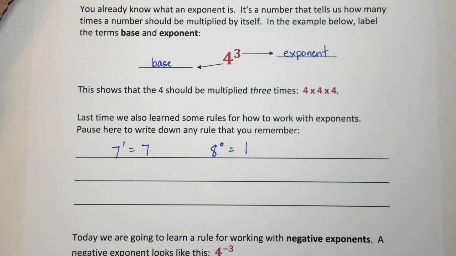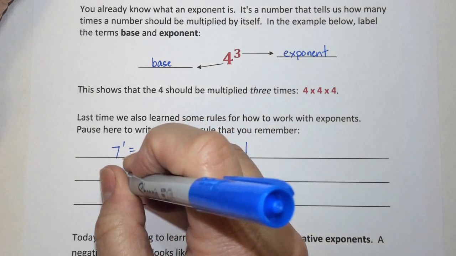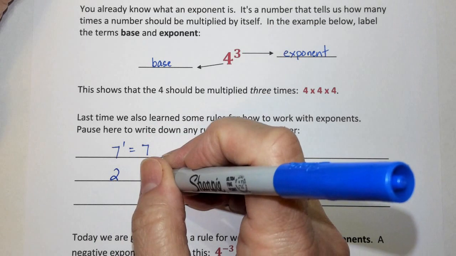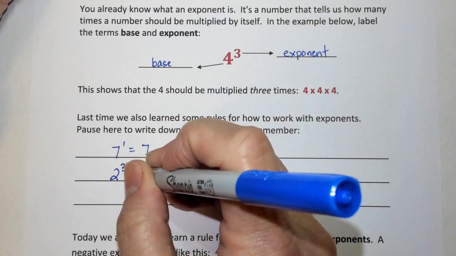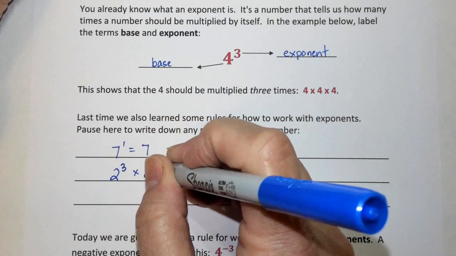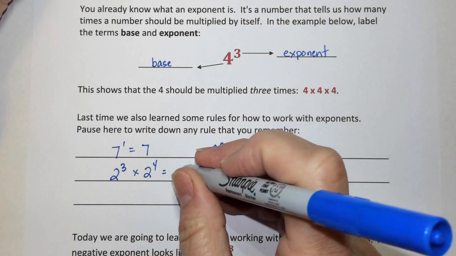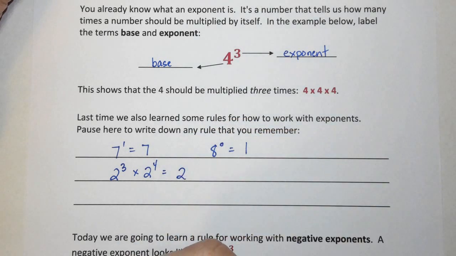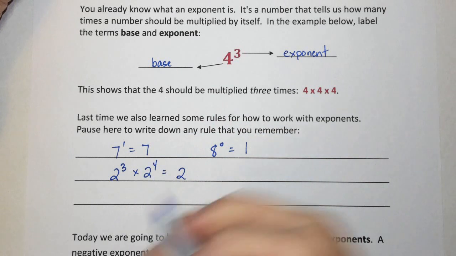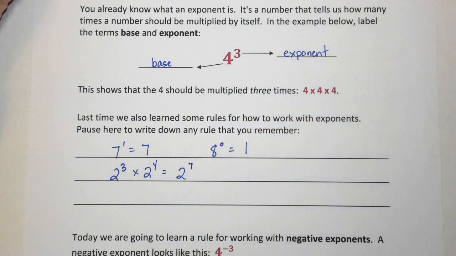One of our other rules was that to multiply numbers with the same base, you're going to add the exponents. Let's say we have two numbers with the same base. Let's use the base of 2. Maybe 2 to the power of 3 times 2 to the power of 4. As long as the bases match, which they do here, all you have to do then is add the exponents. 3 plus 4 would be 7.